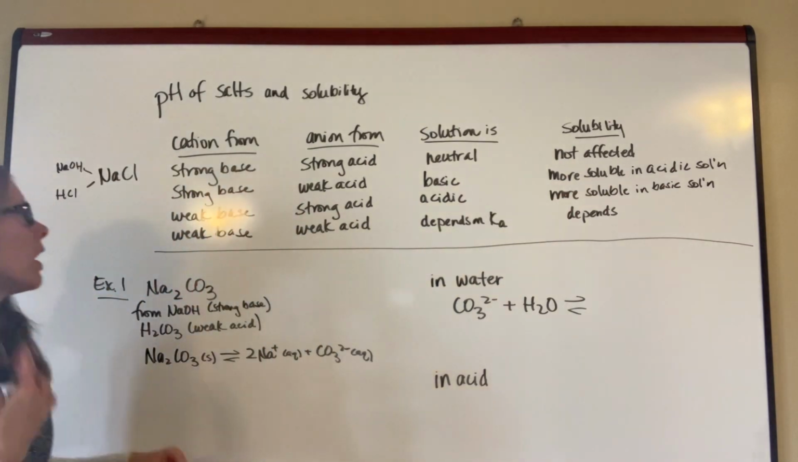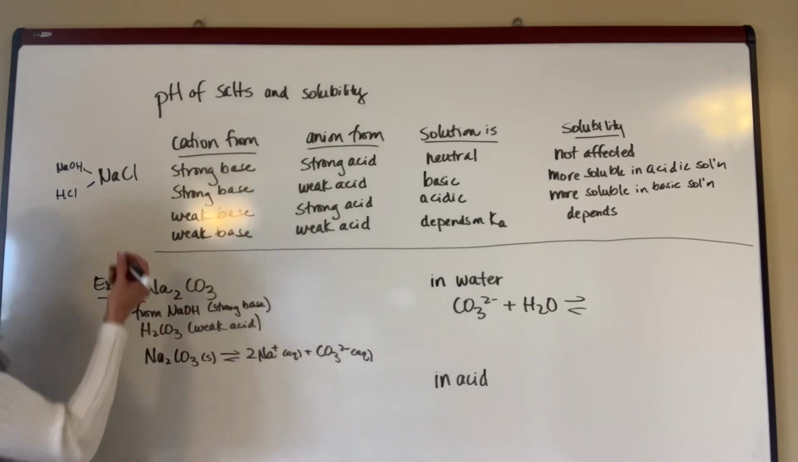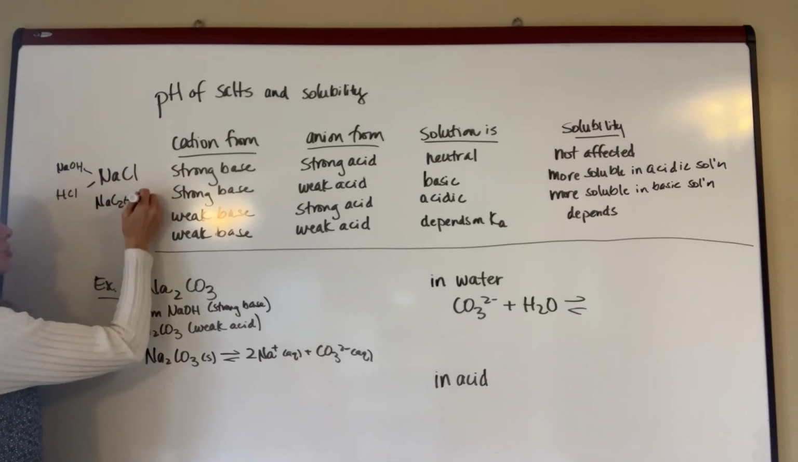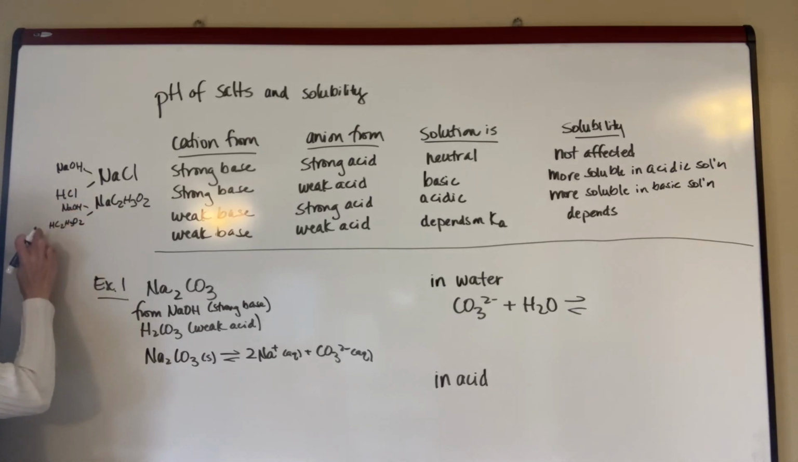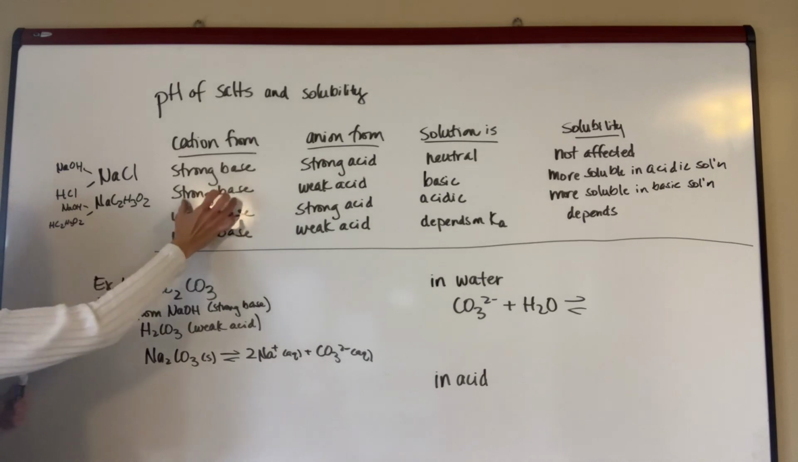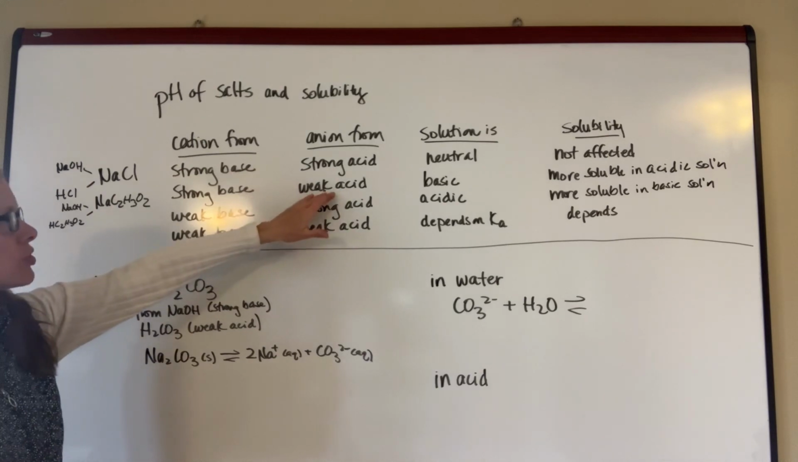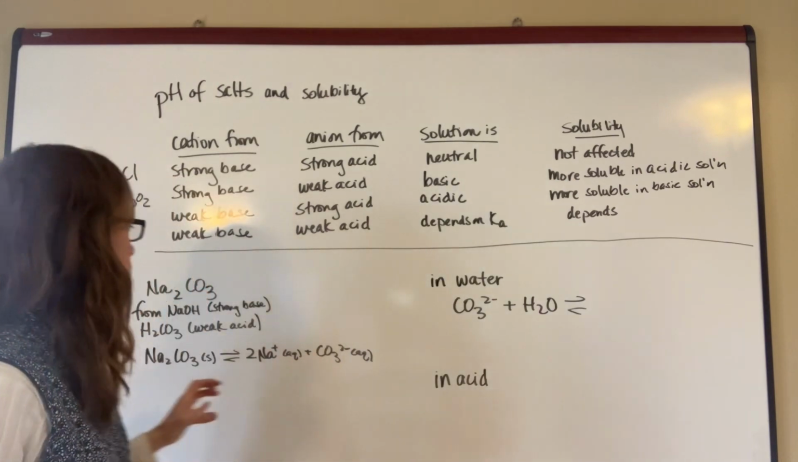Now, if, on the other hand, I have a salt from a strong base and a weak acid, an example of that would be NaC2H3O2, sodium acetate. That is going to be made from sodium hydroxide and acetic acid. So a strong base and a weak acid. When I put those two together, that strong base characteristic is going to overshadow the acid characteristic, and the solution is going to be basic. Let's look at another example of how that works.